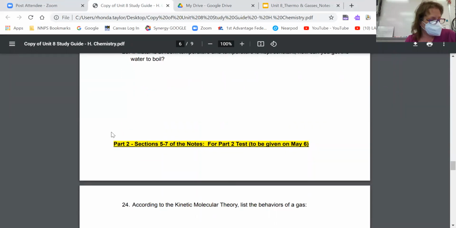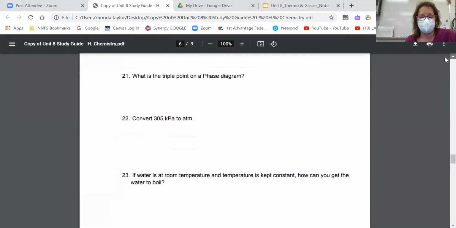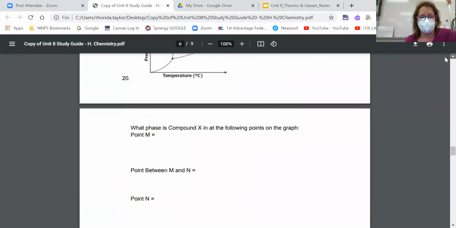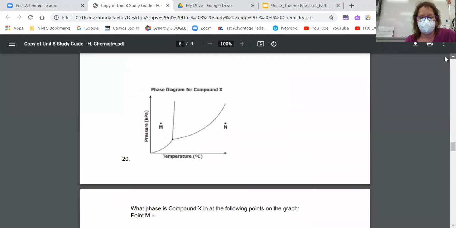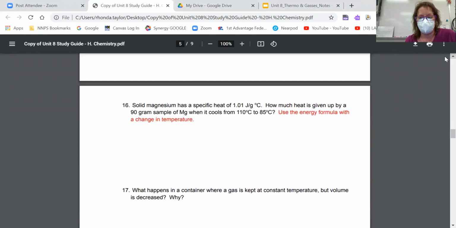Part 2, guys, we will do later. None of the questions from 24 on will be on this first part of the test. So you only need to concern yourself with 1 through 23, knowing how to do these conversions and being able to answer these questions and look at these different graphs and interpret them on part 1 of the Unit 8 test.